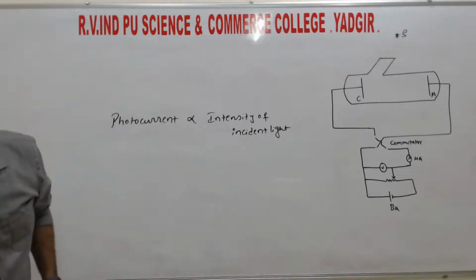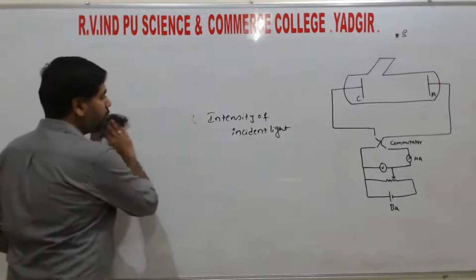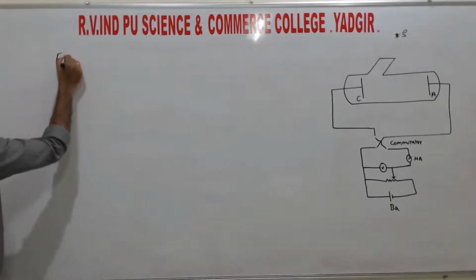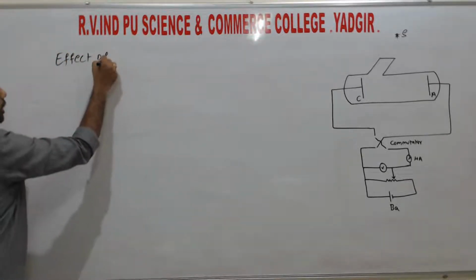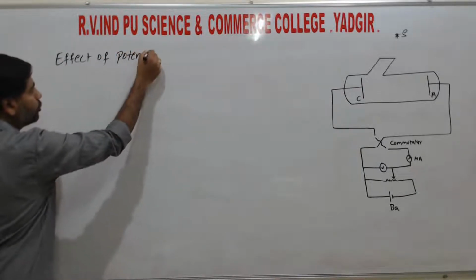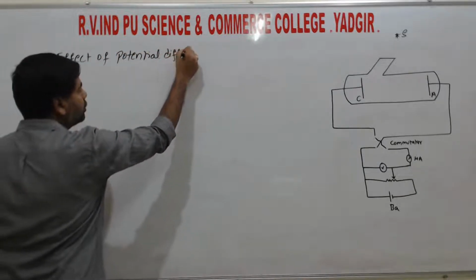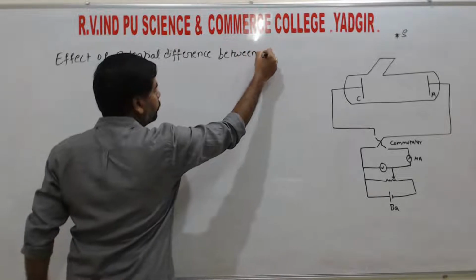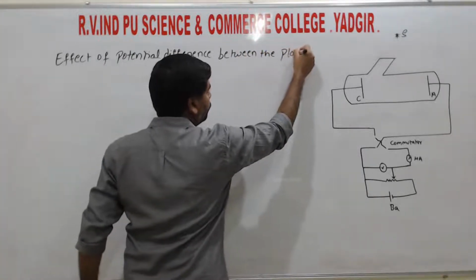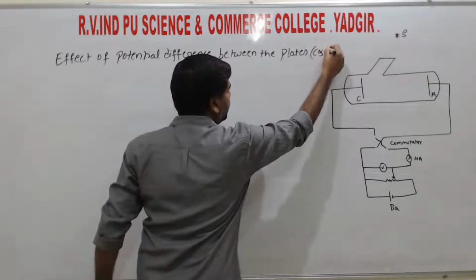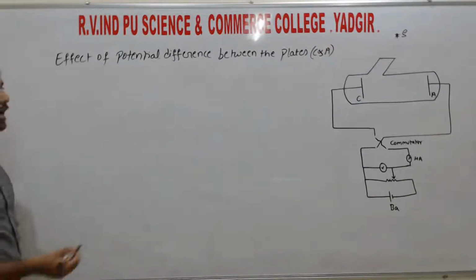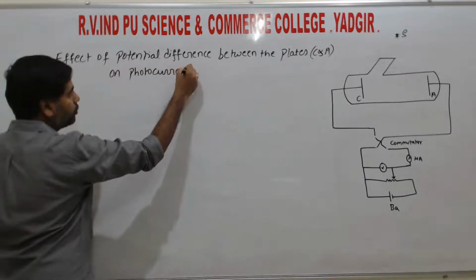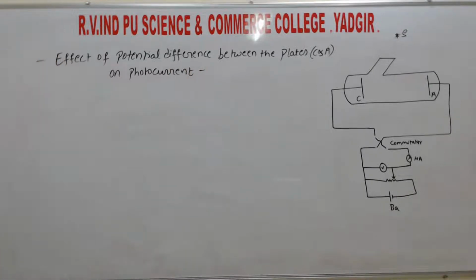So today we will discuss the effect of the potential difference between the plates C and A on the photocurrent. This is the second experimental observation.